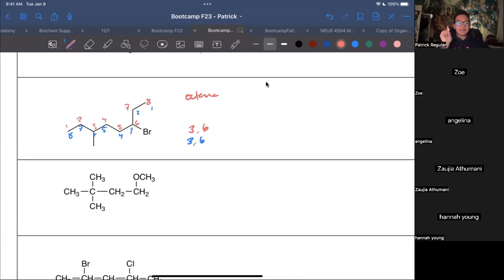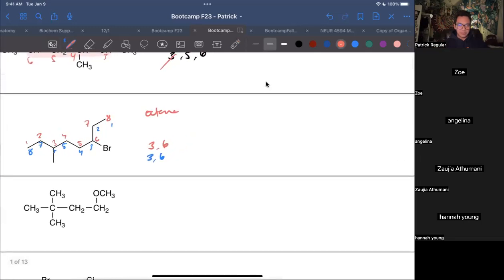Now, if we have a tie for numbering, what is our tiebreaker? Alphabetical. Yep, alphabetical. So alphabetical, which one would get the priority? Bromine, B. So it would be 3 bromo, 6 methyl octane.